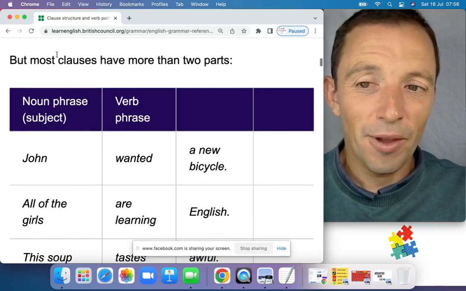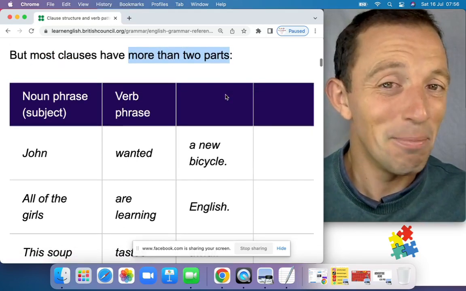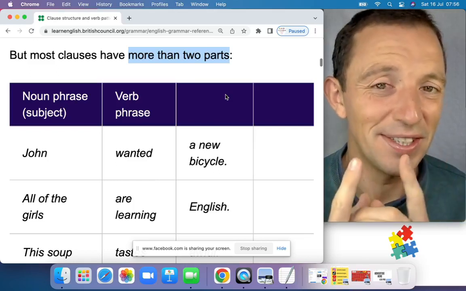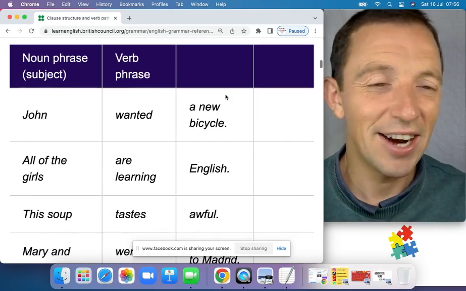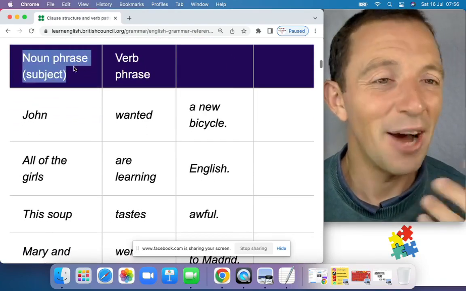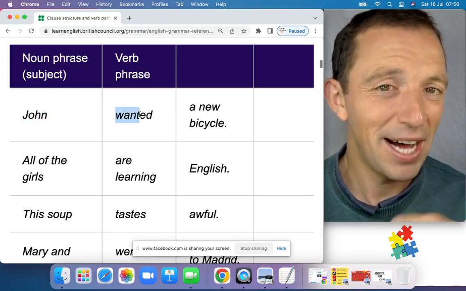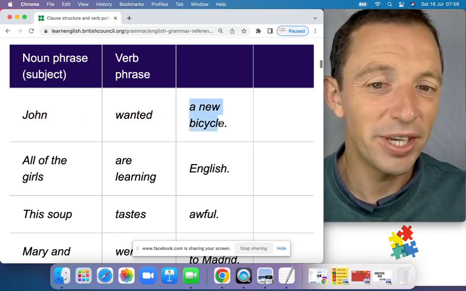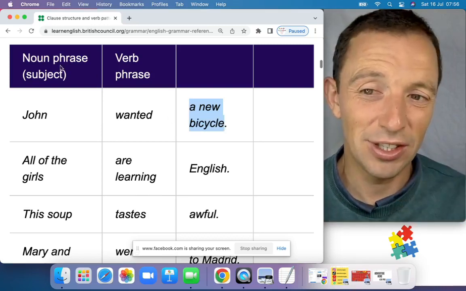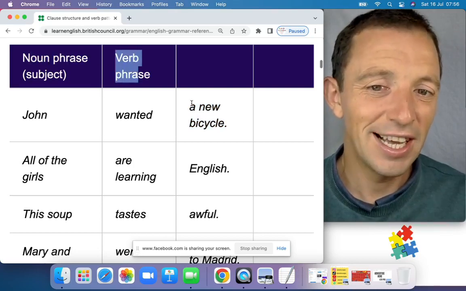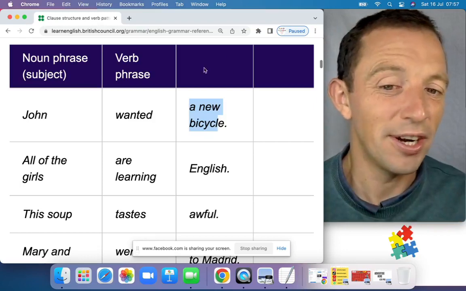But most clauses have more than two parts. As I said, most sentences, most clauses have more than subject and verb. And here are the examples. The subject, or the noun phrase, is John. The verb is to want in the past, wanted. And the object, a new bicycle. So, John wanted a new bicycle. So that's the noun phrase, the verb phrase, and the object, I suppose. Maybe the object phrase, but there's no definition here.